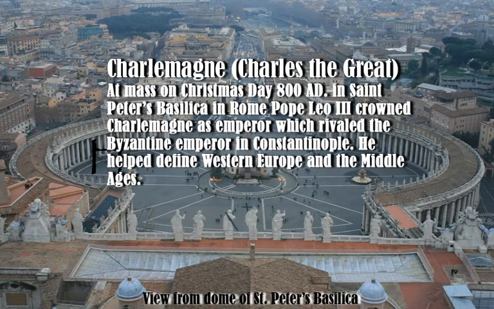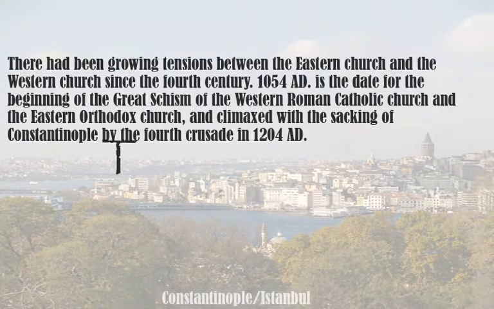We want to go back now to 800, when Charlemagne, known as Charles the Great, at a mass on Christmas Day in 800 in St. Peter's Basilica in Rome, Pope Leo III crowned Charlemagne as emperor, which revived the Roman emperor in the West, rivaling the Byzantine emperor of Constantinople. He helped define Western Europe and the Middle Ages. It was called the Holy Roman Empire.